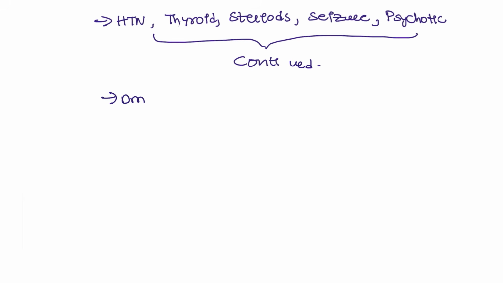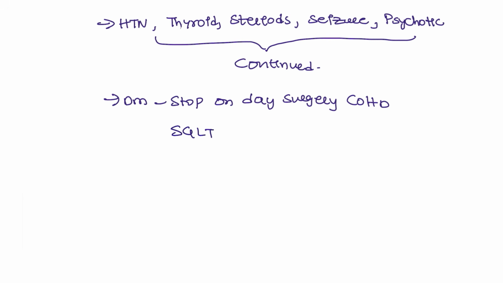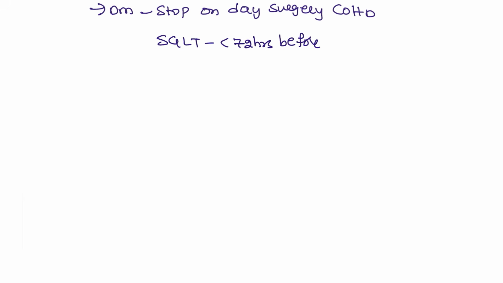Next, coming to diabetes mellitus, you have to stop on the day of surgery. Oral hypoglycemic drugs have to be stopped on the day. But the exception is SGLT2, which is stopped 72 hours before. It has to be stopped before 72 hours.